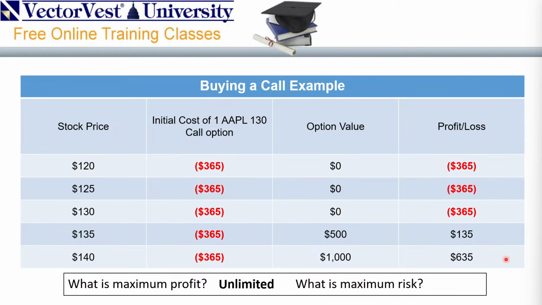Apple could go to $500 a share. What's your maximum risk? What's the most you could lose on this trade? Oh, who got it first? Mahesh, you beat everybody. $365. Yep, that's the amount you spent. That's a big difference between that and what was it, 13,000?